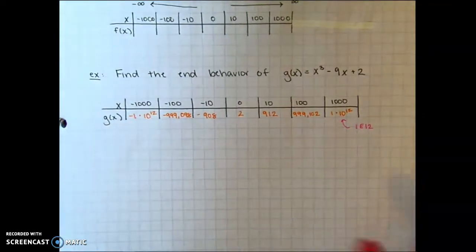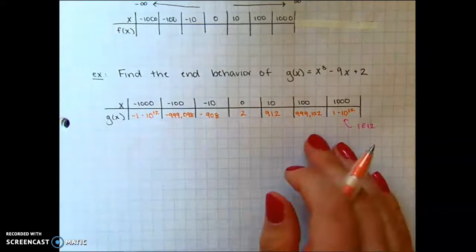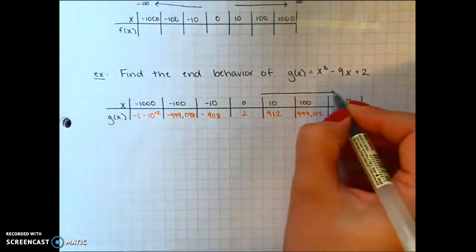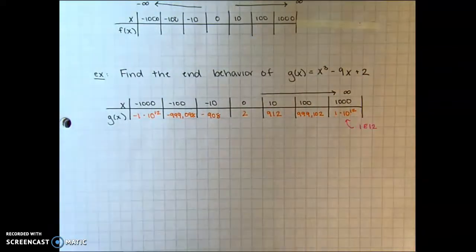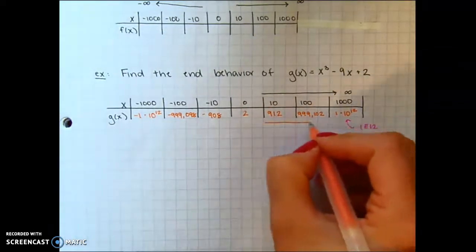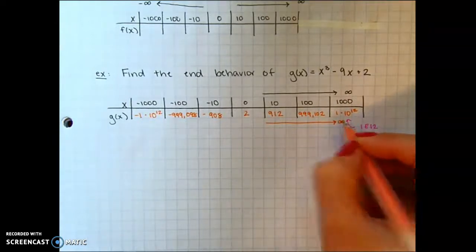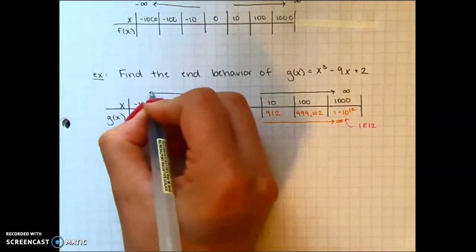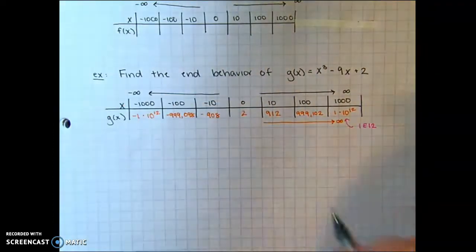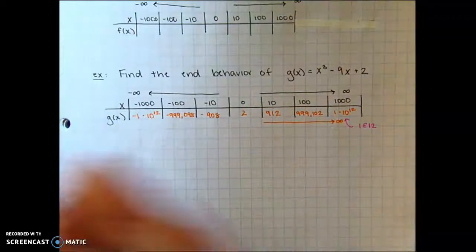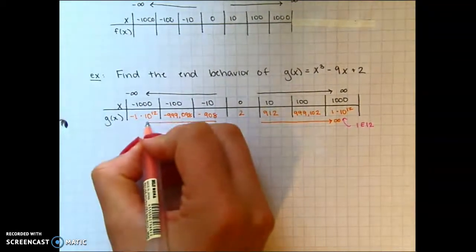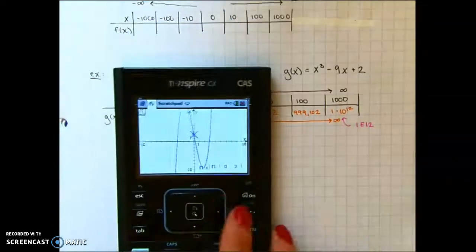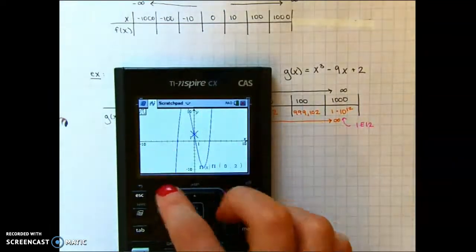So the next required piece, I've got my table. I want you to look at it and make a conclusion. So as my x values are going towards positive infinity, my y values are going towards, well, they're getting huge, so they're going towards positive infinity. And on the left, as we go down towards negative infinity, because this is end behavior, so we're going to the outside, my values are going towards negative infinity. And you can confirm this using a graphing calculator, right? We're going up and down.